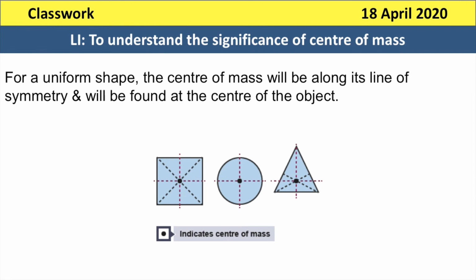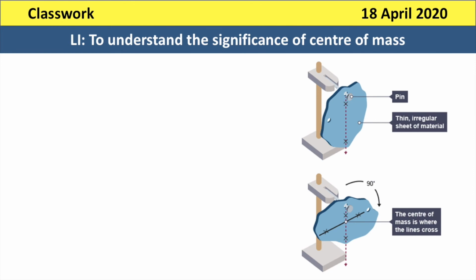Now, for a uniform shape, the centre of mass will be along its line of symmetry and will be found at the centre of the object. So if you draw 2 lines of symmetry on the object, you will find that where they intersect will be the centre of mass. But that is for a nice uniform shape. Not all shapes are uniform, as you can see by this thin irregular sheet of material here. In this instance, we would need to do a practical investigation to determine where the centre of mass would be.